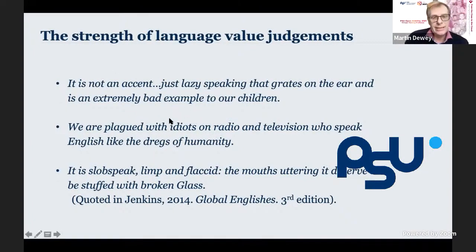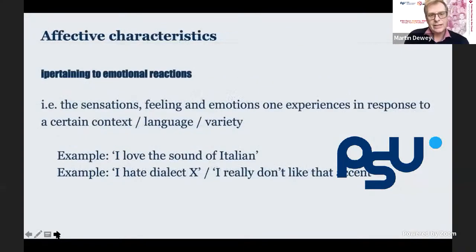People are described as idiots if they have this accent. And this last one is particularly alarming, I think. The mouths uttering it deserve to be stuffed with broken glass. So quite a violent image. And these are all responses to someone speaking with a particular accent.